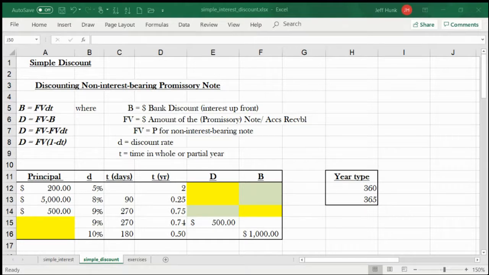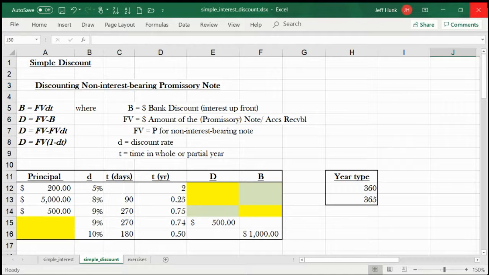Business math. Our topic today is simple discount. Now, to understand what simple discount is, we need to introduce a new terminology called promissory note.